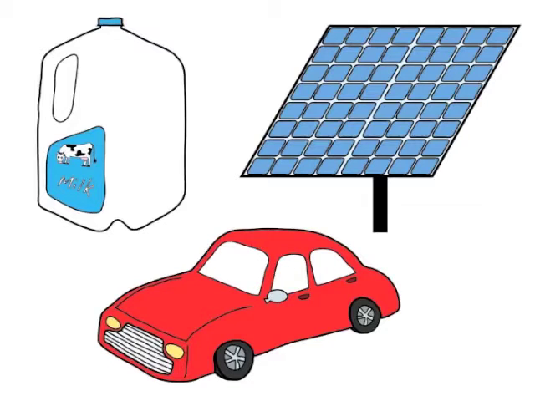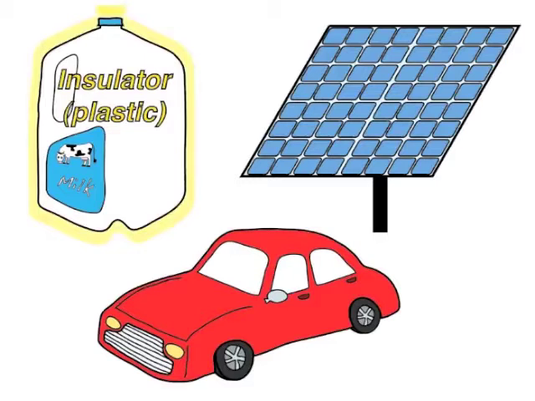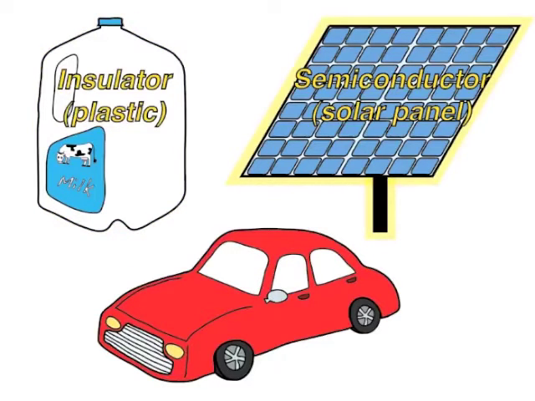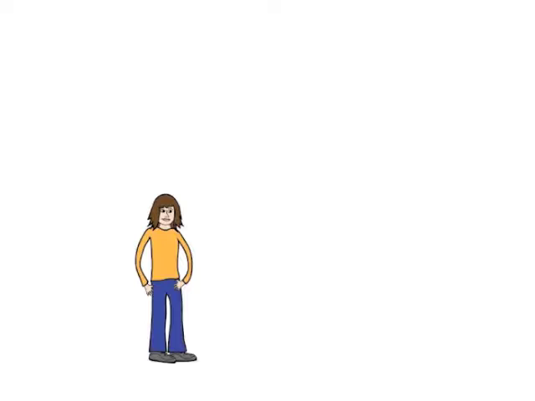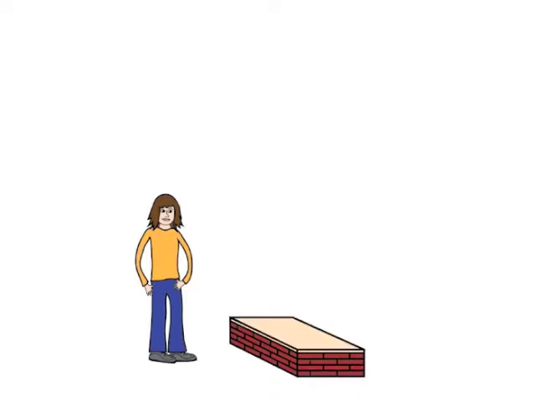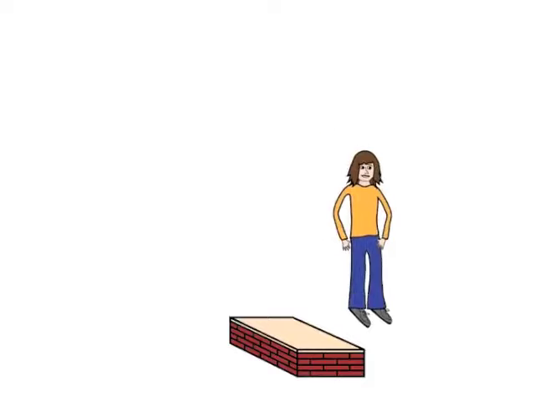Different types of materials require different amounts of energy to free electrons. An insulator requires a really large amount of energy, a semiconductor requires a medium amount of energy, and a conductor requires minimal or no energy to free electrons. Imagine that you are an electron. To become free, there is a wall you need to get over. In a conductor, the wall is very short and you would easily jump over.